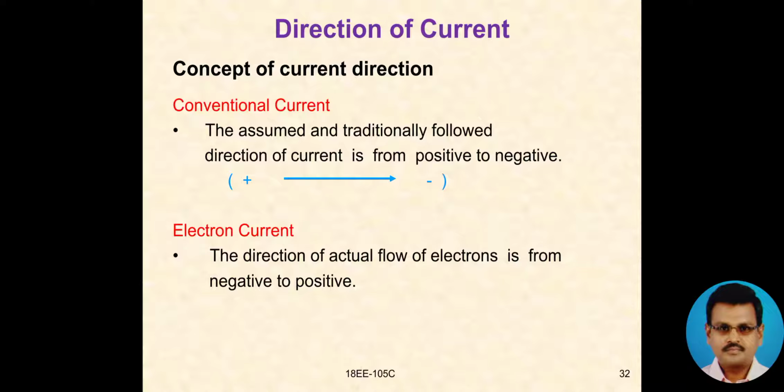But in electron current, the direction of actual flow of electrons is from negative to positive. There are two directions of current. One is the conventional type, and the other is electronic current. In electron current, that is, the actual flow of electrons method of determining the direction of current, the direction of the current is from negative terminal to positive terminal.